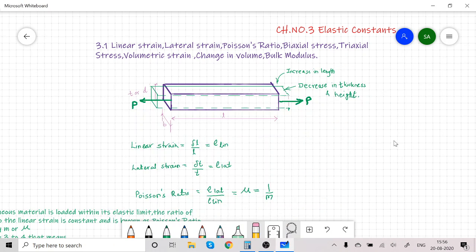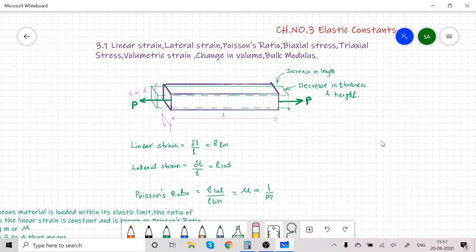Dear student, today we will discuss chapter number 3 of the Mechanics of Structure subject, that is elastic constants. The 3.1, the first part of this chapter, covers linear strain, lateral strain, Poisson's ratio, biaxial stress, triaxial stress, volumetric strain, change in volume, and bulk modulus. In today's lecture, I will explain all these terms. Then in the next lecture, we will solve problems based on this theory.